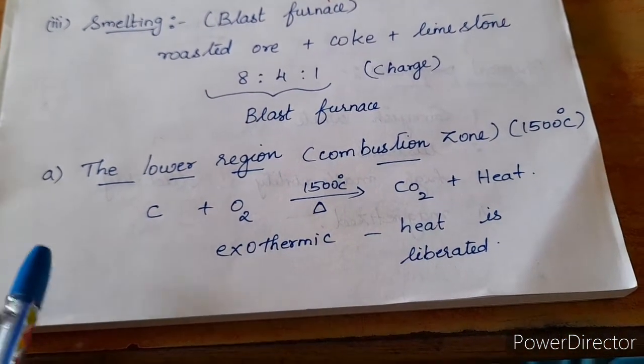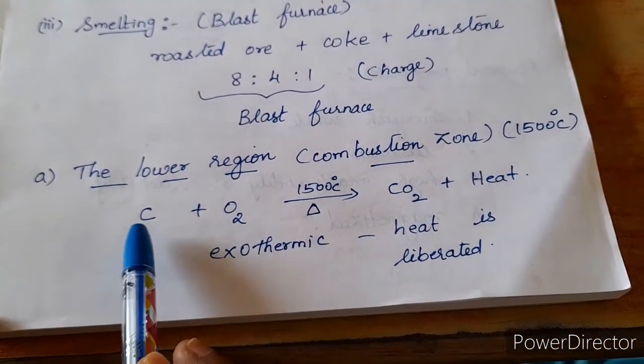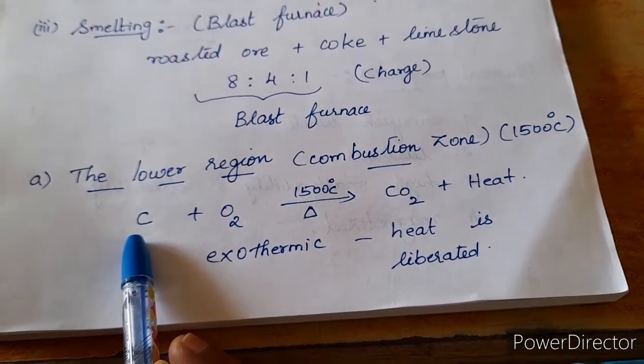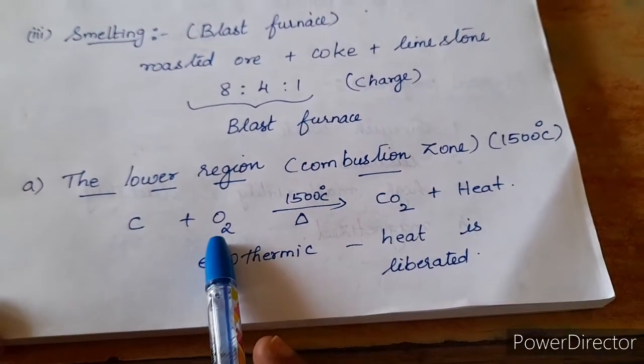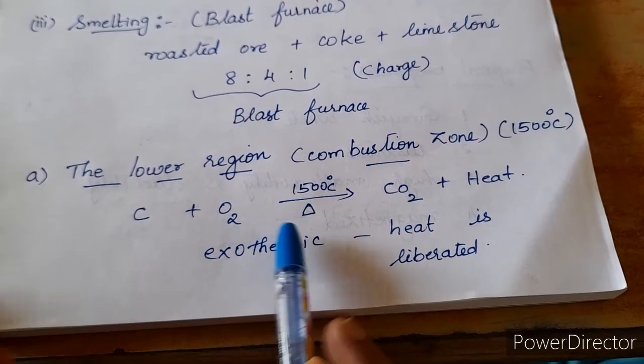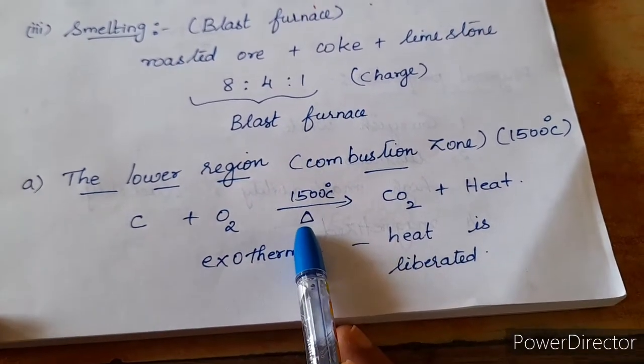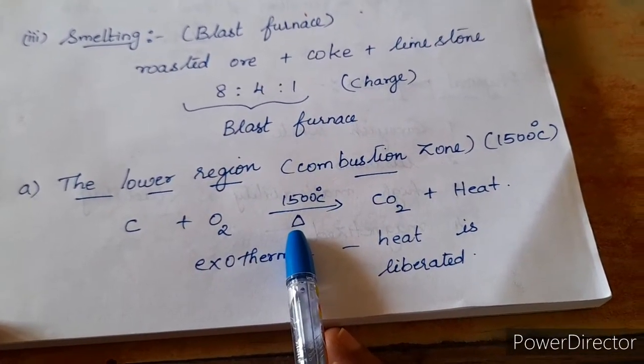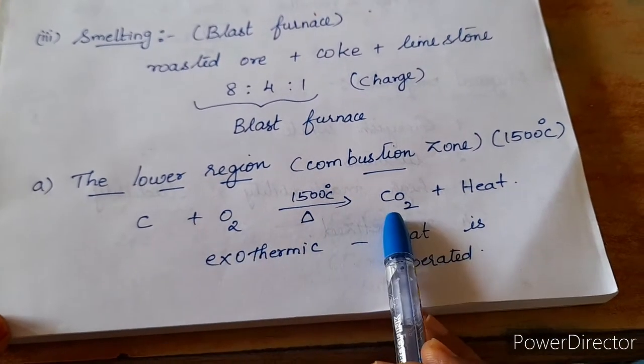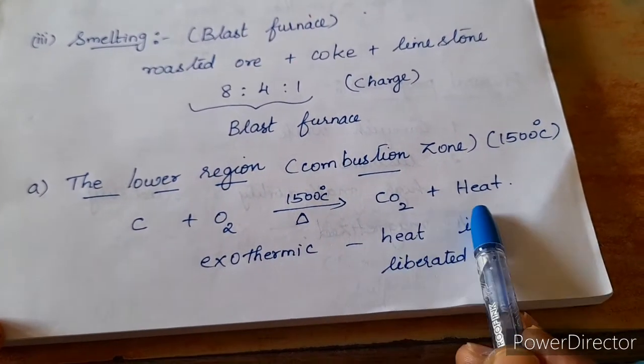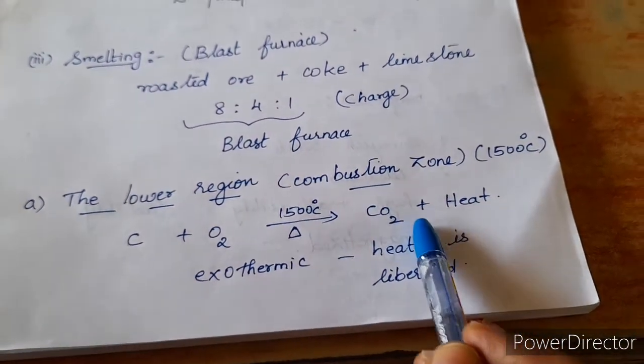Now what happens in this zone? Here the coke that the charge consists of reacts with oxygen. When it is heated to 1500 degrees C in the presence of oxygen, it gives carbon dioxide and heat is liberated, plus heat, isn't it?